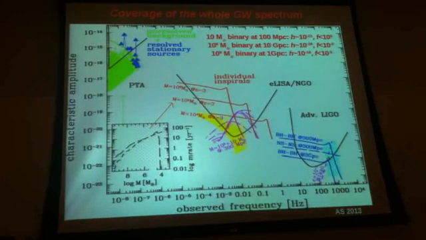And this is just the landscape that I showed you before. These are our sources. This is frequency versus characteristic strain. This is the sensitivity curve for Advanced LIGO, for eLISA, NGO, LISA, whatever you want to call it. And this is the discovery space for pulsar timing. This is a typical sensitivity curve of the pulsar timing array, and this is a typical signal that we're going to talk about in a second. So, very massive binaries at low frequency.